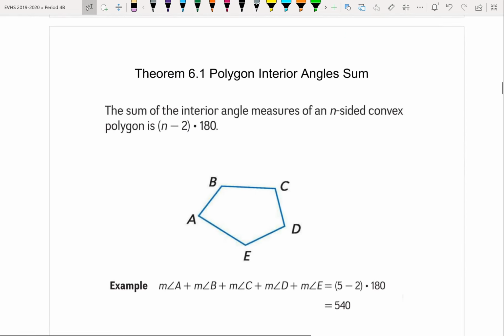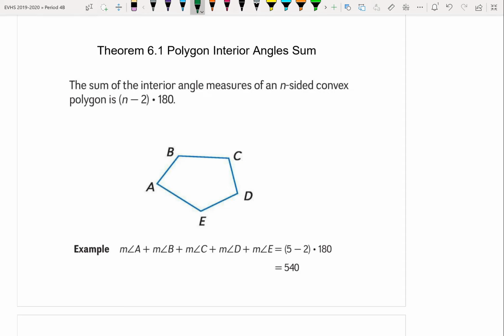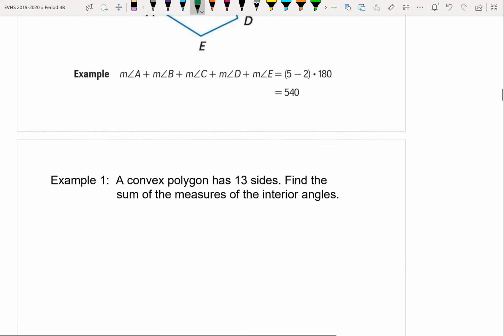All right, here is that exact same idea, just written out in theorem form. The sum of interior angle measures of an n-sided convex polygon is n minus 2 times 180. Same idea here. We have five sides, so we just do 5 minus 2 times 180 gives me 540.